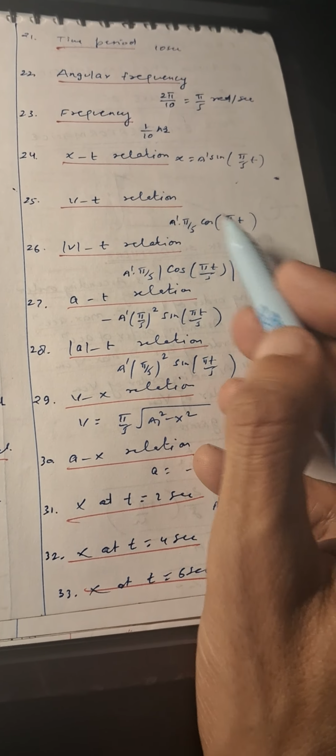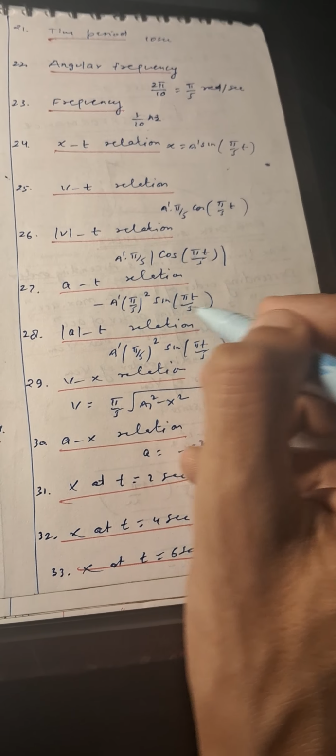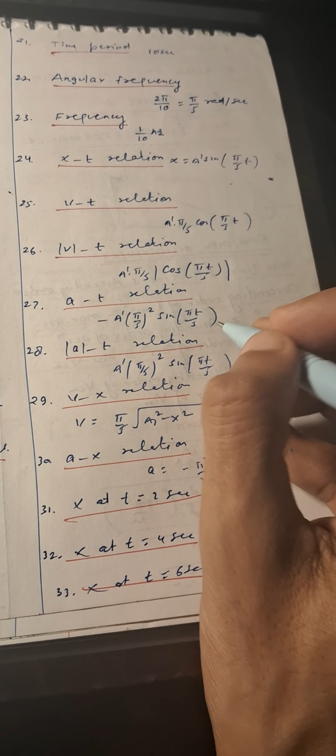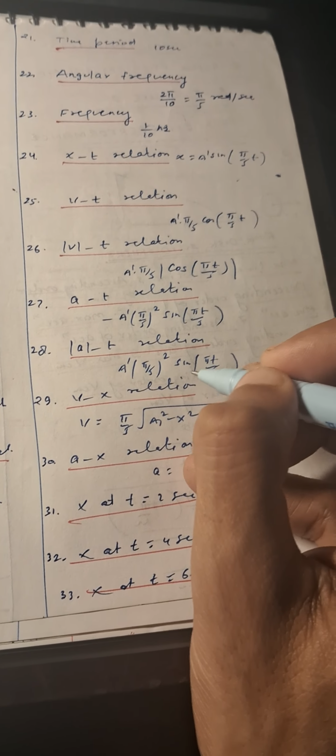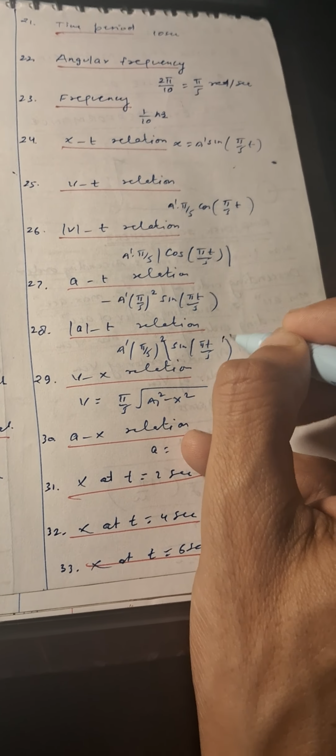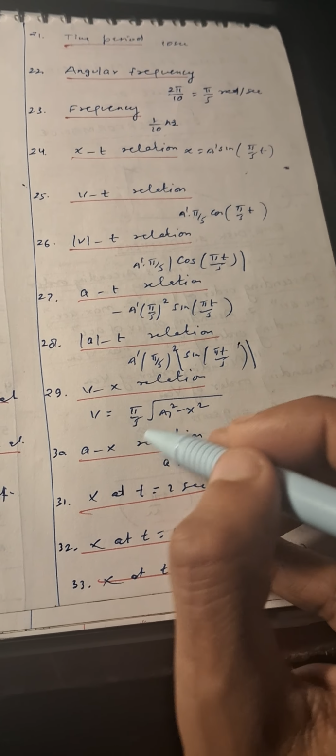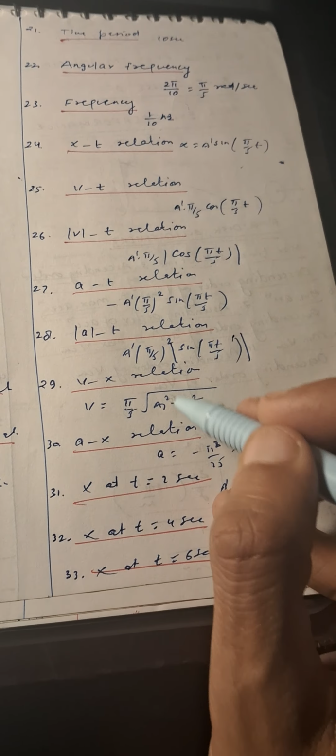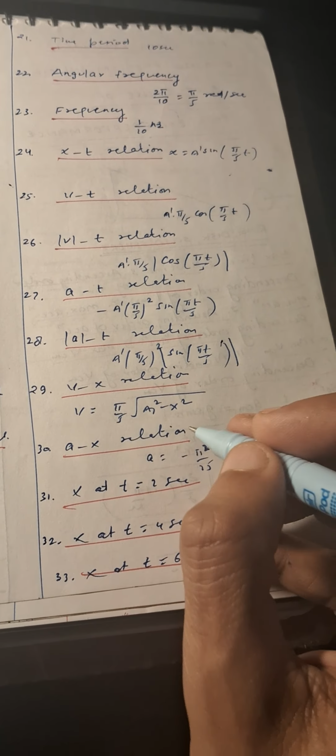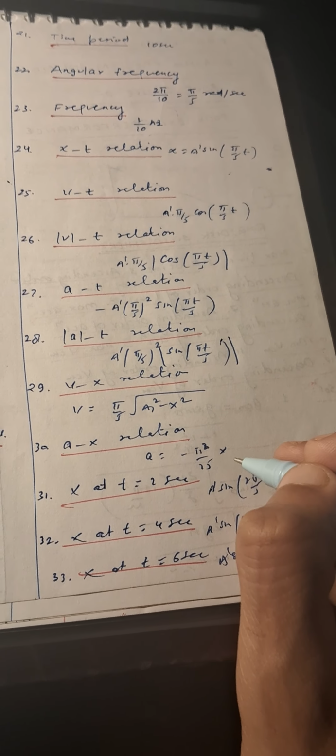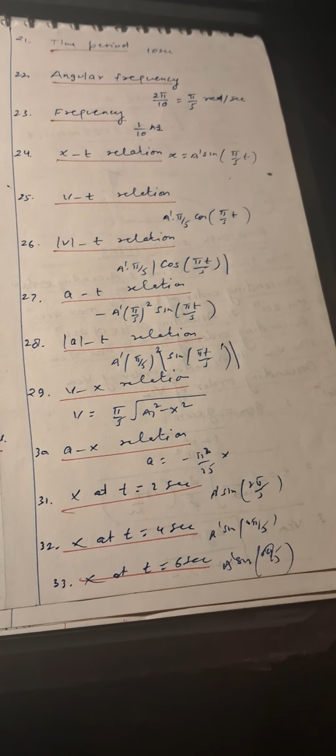Then the at relation. Differentiating this equation again, we have a dash pi by 5 whole square and minus sine pi t by 5. Then the mod at relation: taking the magnitude, we have this. Next is the vx relation. V is equal to omega root a square minus x square. Omega is pi by 5 here, so v is equal to pi by 5 root a dash square minus x square. Then the ax relation: a is minus omega square x. After solving, a is equal to minus pi square by 25 into x.